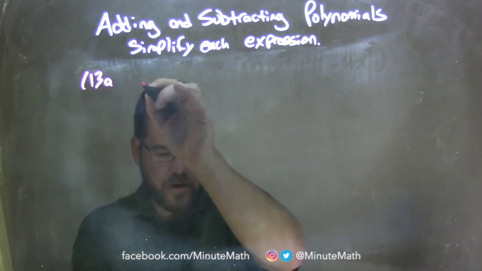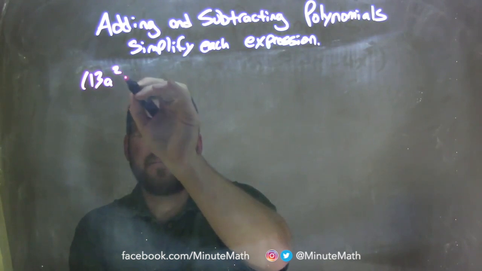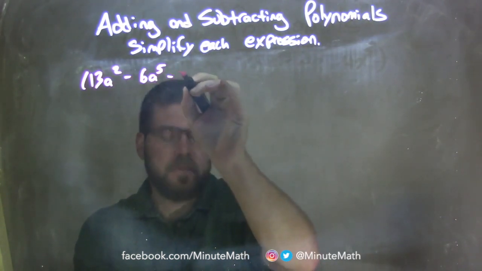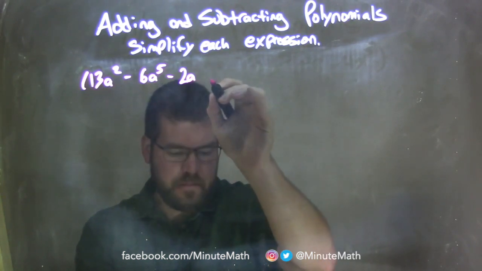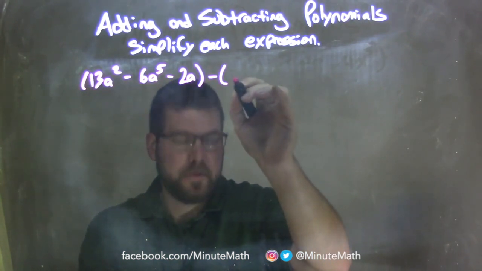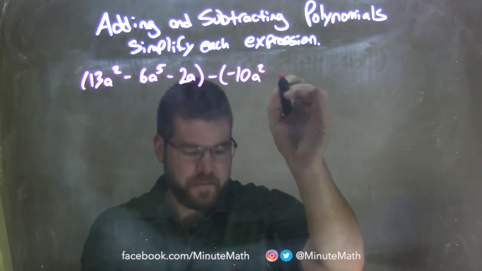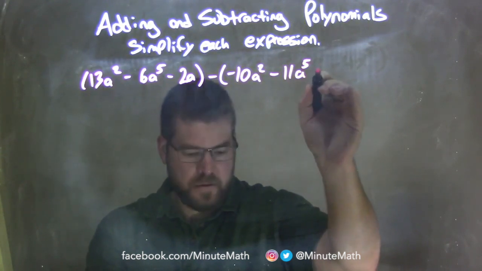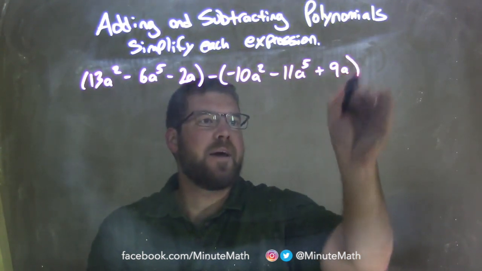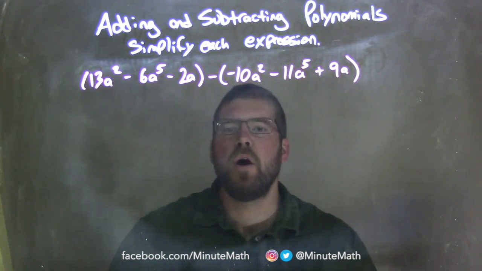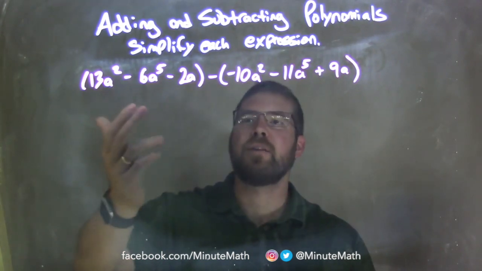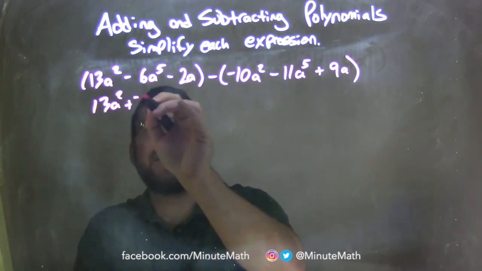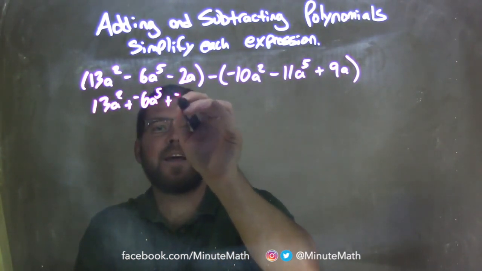13a squared minus 6a to the fifth minus 2a, close parentheses, minus new ones: negative 10a squared minus 11a to the fifth plus 9a. Okay? Well, what I like to do, if you know my videos, I make all my subtractions through adding a negative. So here, 13a squared, adding a negative 6a to the fifth, adding a negative 2a.